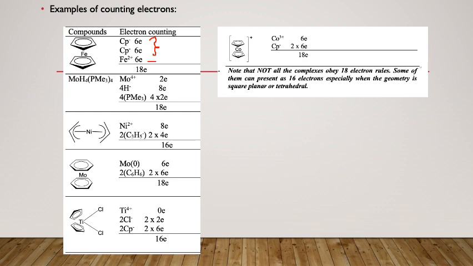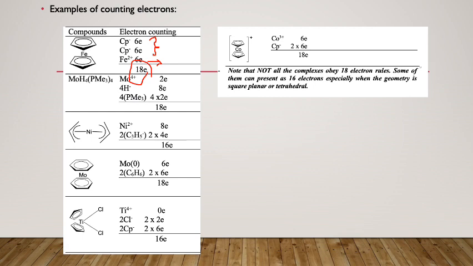How to get the 6 electrons? If you look at the electronic configuration for Fe, the outermost electrons are 6 electrons, then it removes 2 of its electrons, so it becomes 6 electrons. So 6 plus 6 plus 6 is 18 electrons, and this is obeying the 18 electron rule.